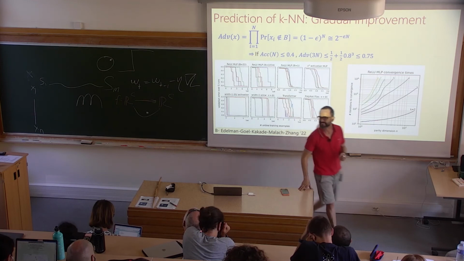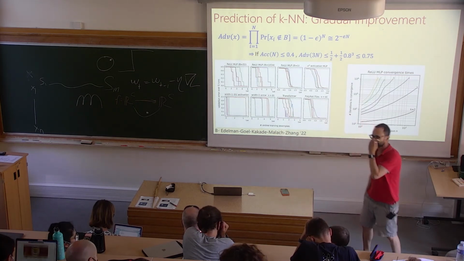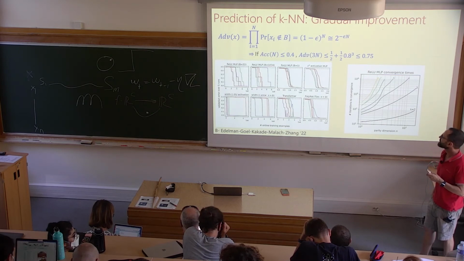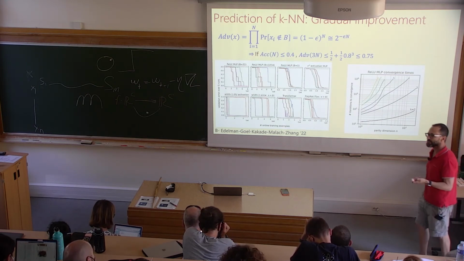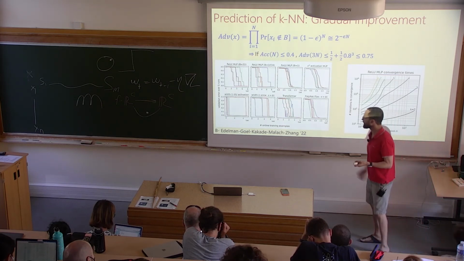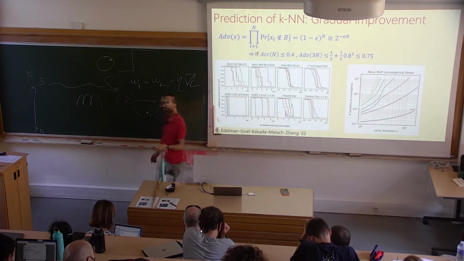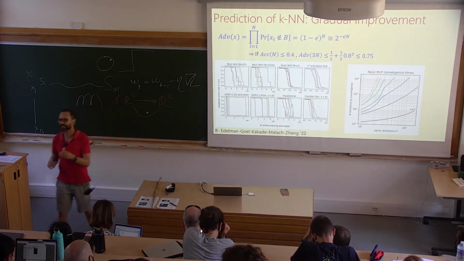But coming back to this thing, couldn't it be that in such a combinatorial task, forming a data manifold just requires a lot more sample complexity? Could be the case. Again, I'm not ruling out these things. I'm just saying, yeah, maybe.